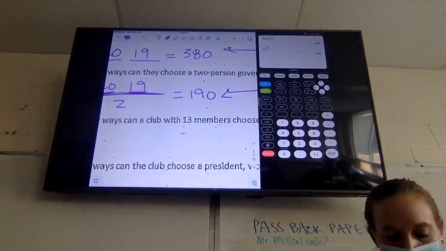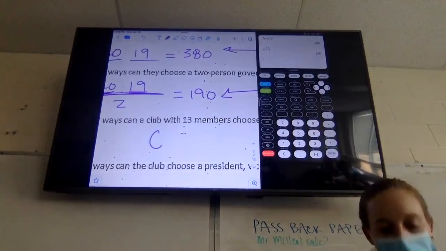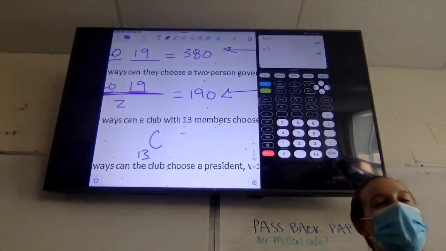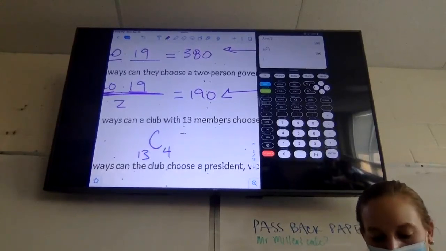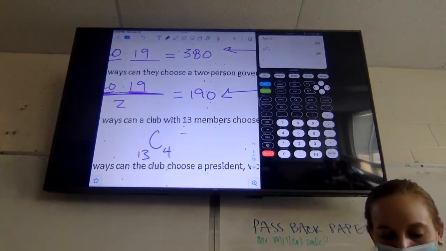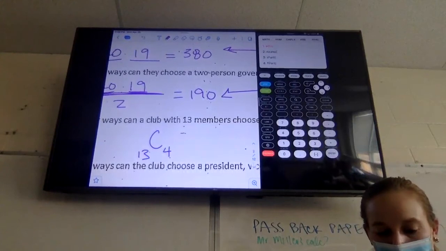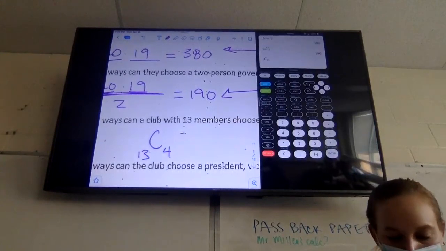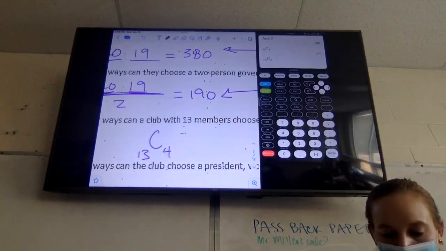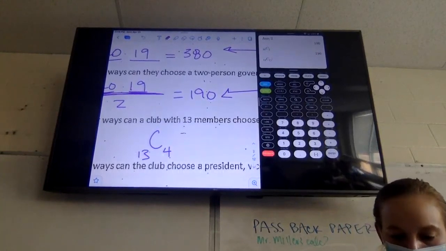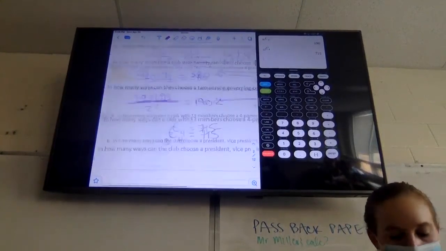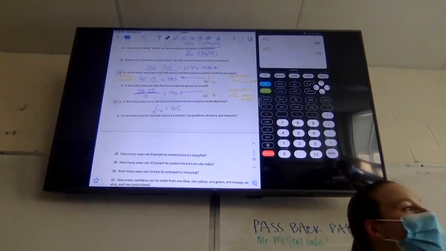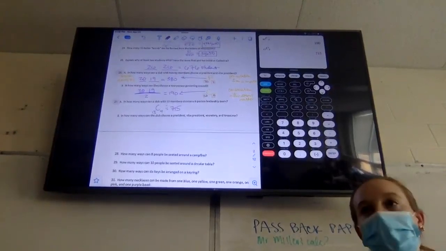C. Good. What's the number that goes first? 13, because I've got 13 people to choose from. And how many positions am I trying to fill? 4. So 13C4. If you try and do it the other way, it will not work. I feel like every year I have people who say, well, it won't work. It's probably because you put them in the wrong order. You always put the bigger number first and you put the smaller number second. So 715.